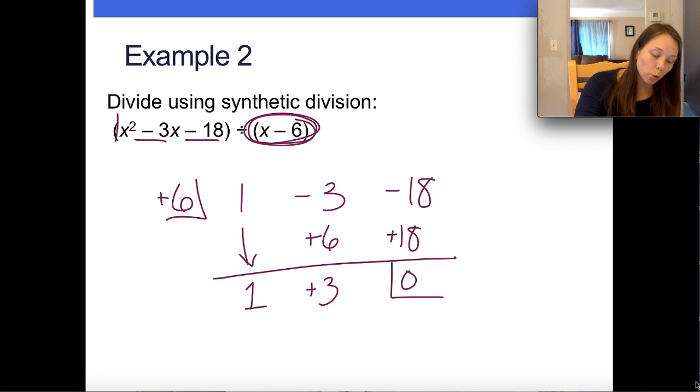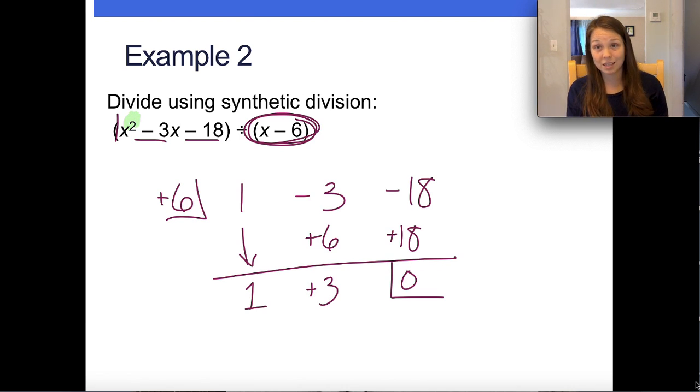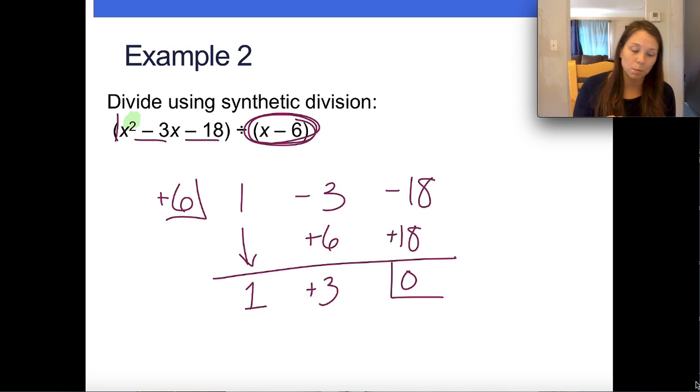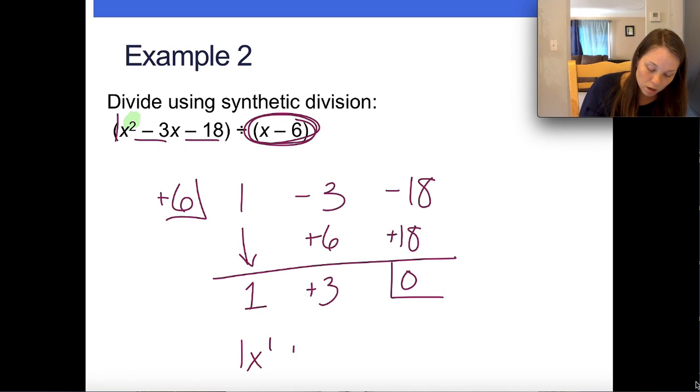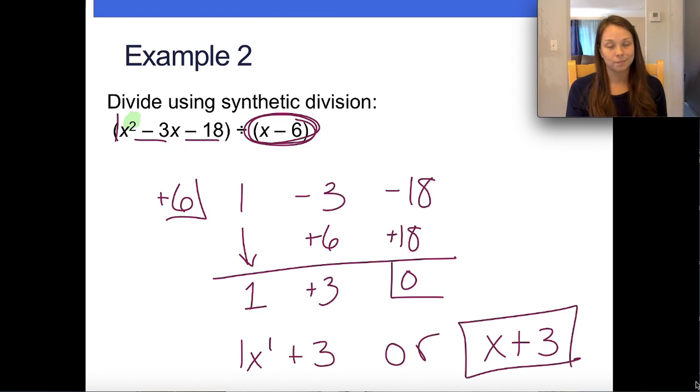My original degree of my problem was a power of 2. My answer then is going to be 1 less than that, which is going to be a power of 1. So I'm going to end up with a 1x to a power of 1 plus 3, or you could just write it as x plus 3. All right, I want you to take a look at example 3 and see if you can divide that one on your own.